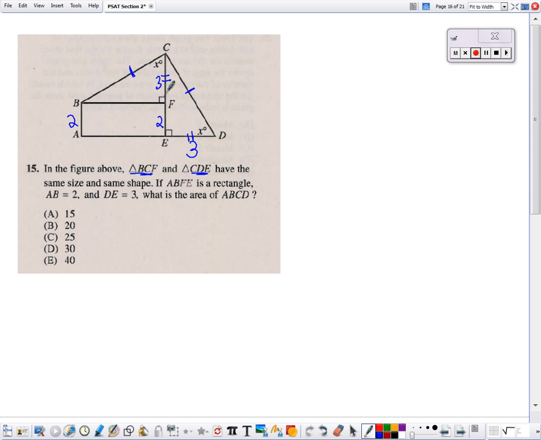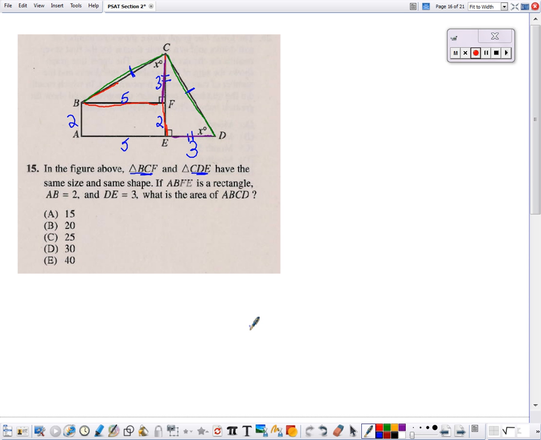which means this segment here, BF, is also 5, since the triangles are congruent. I can color code that. This side corresponds to this side. The hypotenuse, this hypotenuse corresponds to this hypotenuse. And lastly, this leg corresponds to this leg.